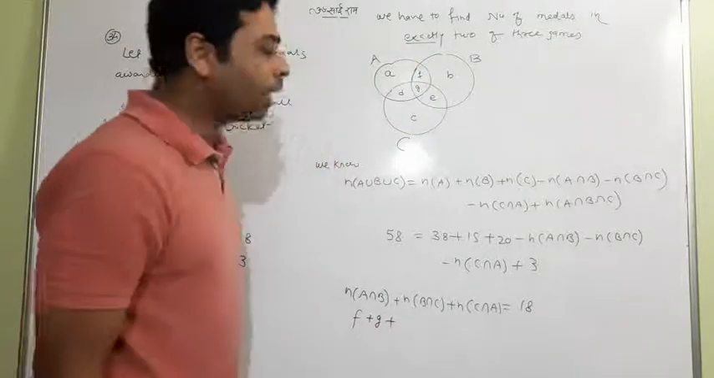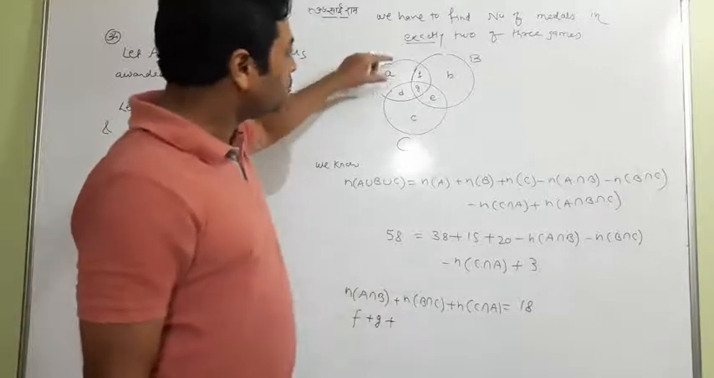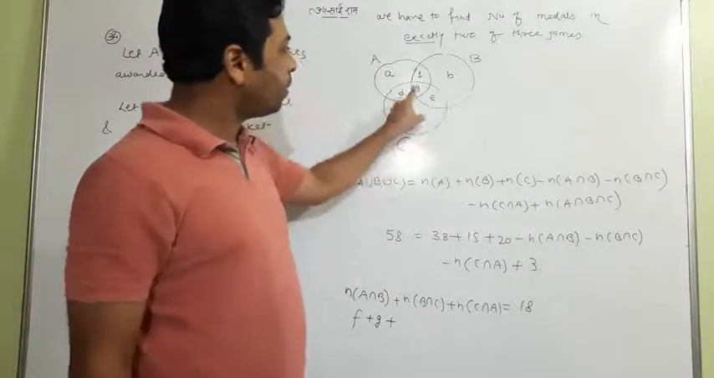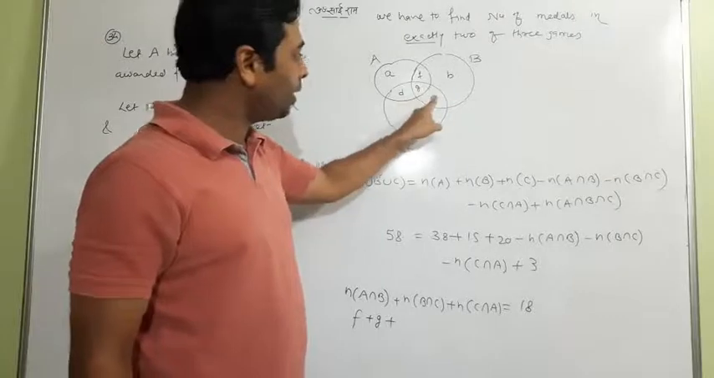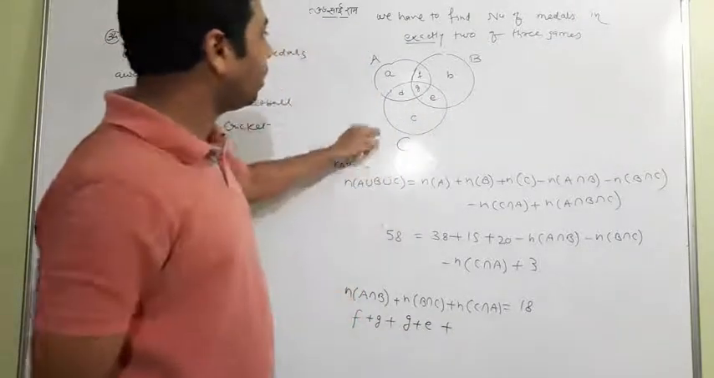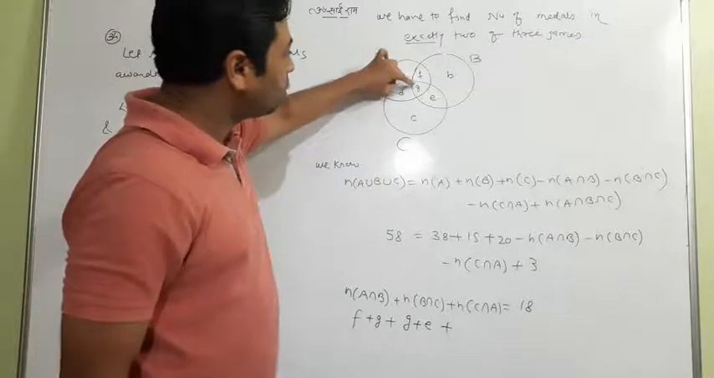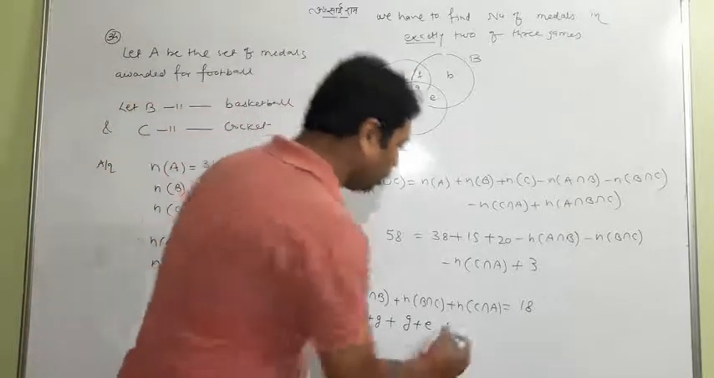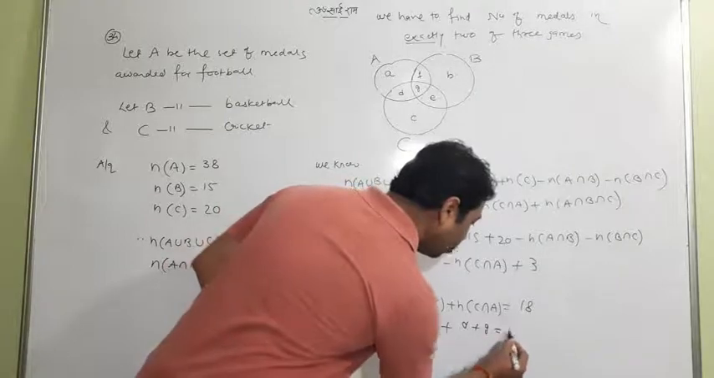That's simple. And what about B intersection C? B intersection C has a common region. Can you see my finger? G and E. So instead of that, I am writing G plus E. And C intersection A, which is common to A and C, shows the common region D plus G. So I write D plus G equal to 18.